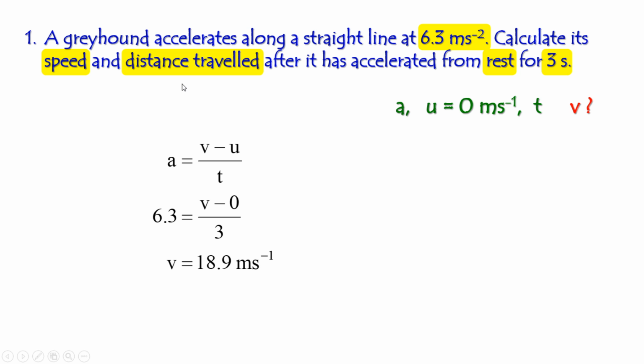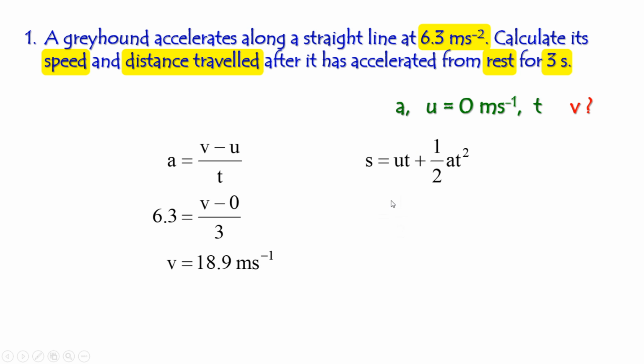For the second part of the question, you need to calculate the distance traveled. That means s. So which equation will you use? You have equation 1, equation 2, and equation 3. This should be the third equation. It helps us to calculate the distance traveled by an object. So put all the data into the equation. The initial speed is 0, so you can ignore the first term. You don't need to write down anything.